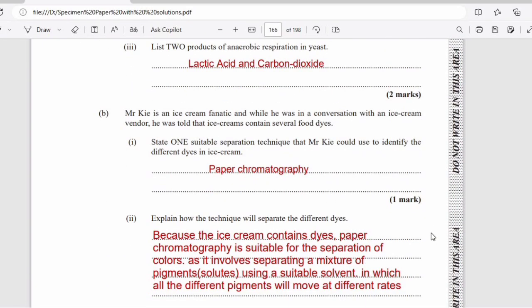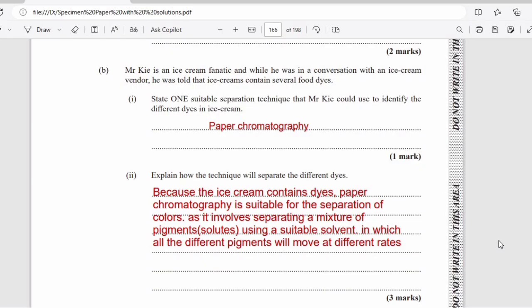Now, Mr. Kai is an ice cream fanatic, and while he was in a conversation with an ice cream vendor, he was told that ice creams contain several food dyes. State one suitable separation technique that Mr. Kai could use to identify the different dyes in ice cream. Now the answer there would be paper chromatography. Explain how the technique will separate the different dyes. Now, because the ice cream contains dyes, paper chromatography is suitable for the separation of colors.